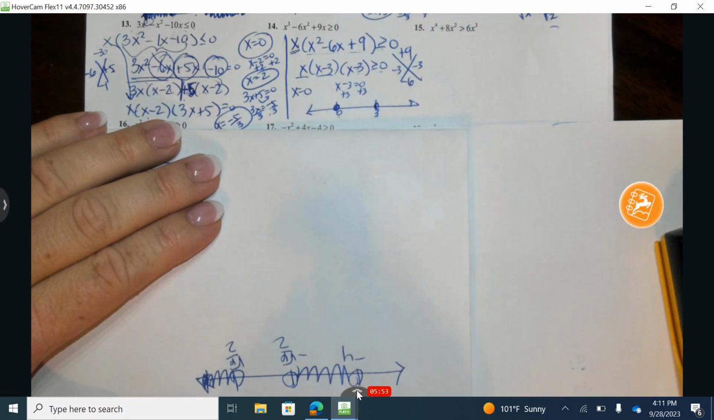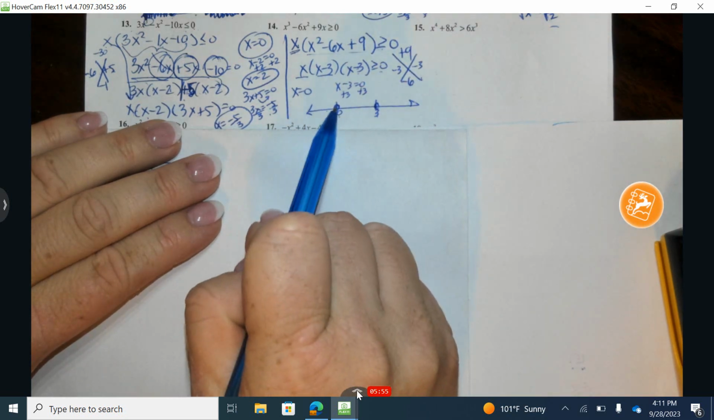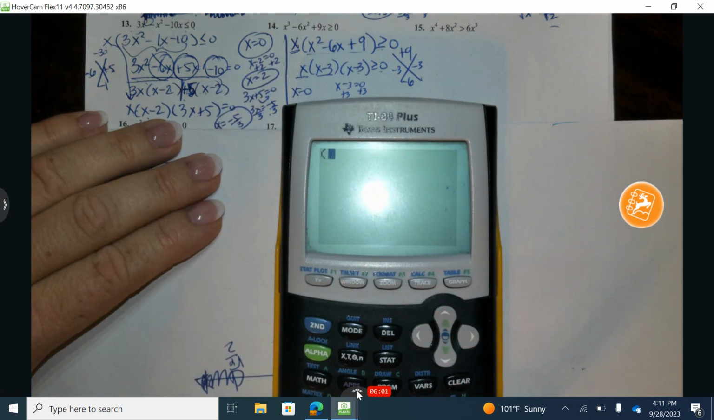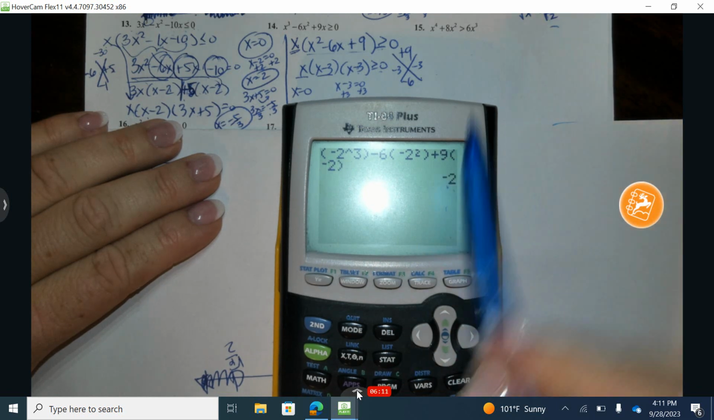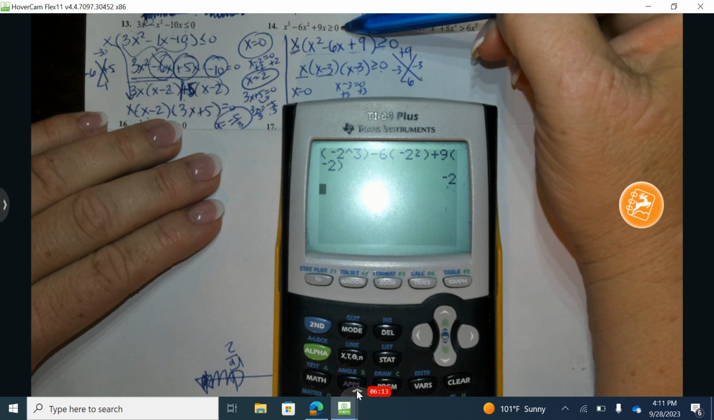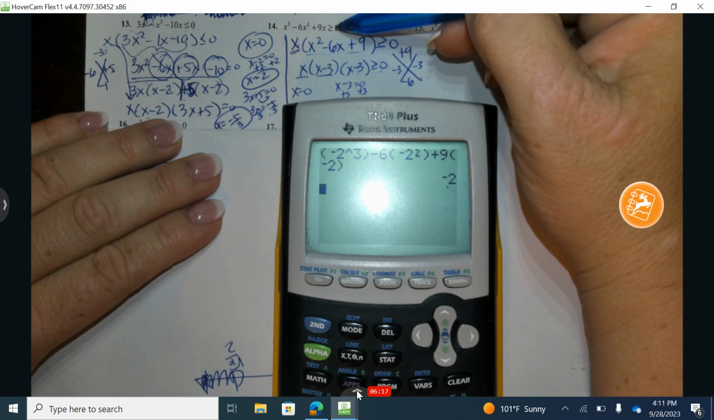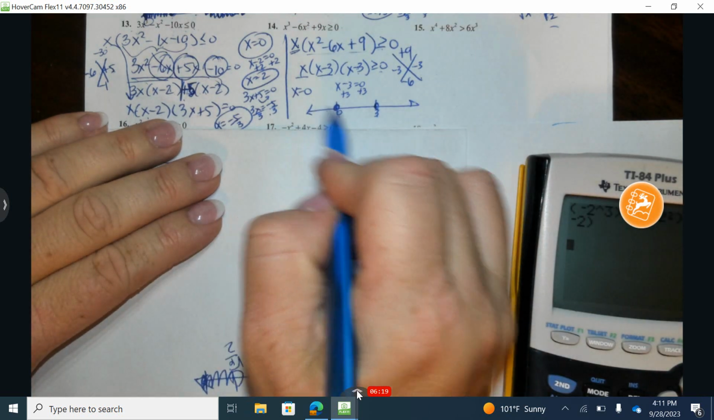And now I'm going to try the different areas. I'm going to try any negative number, any to the left of 0, and so I'm going to plug it in here. So I'm going to try like negative 2. Negative 2 to the third minus 6 times negative 2 squared plus 9 times negative 2. Is negative 2 greater than 0? My output was negative 2. Is negative 2 greater than 0? It's not a true statement, so I don't shade here.